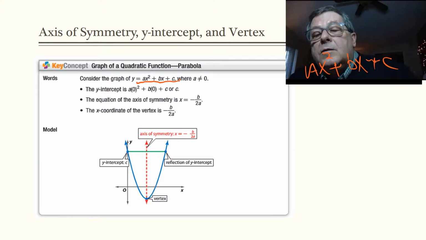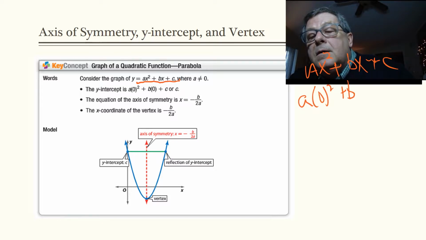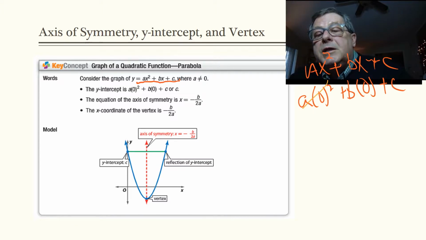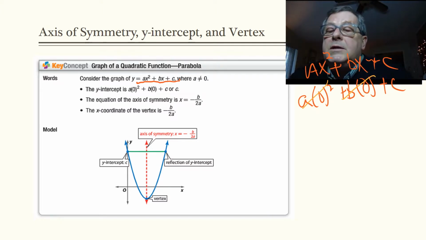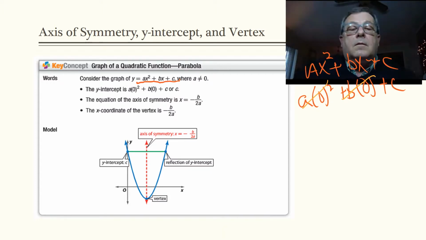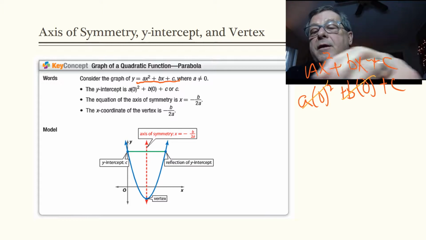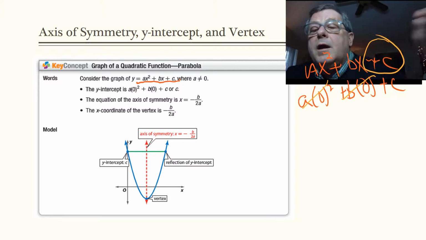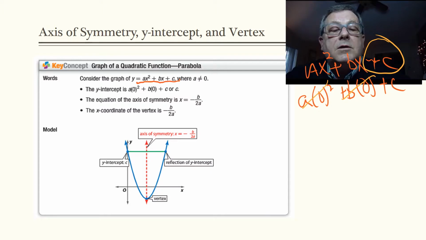If I set x equal to 0, I've got a times 0 squared plus b times 0 plus c. Well, 0 squared is 0, a times 0 is 0, and b times 0 is 0, and so I'm just left with c. And so when I've got this quadratic equation in standard form, this c right here is actually going to be the y-intercept.